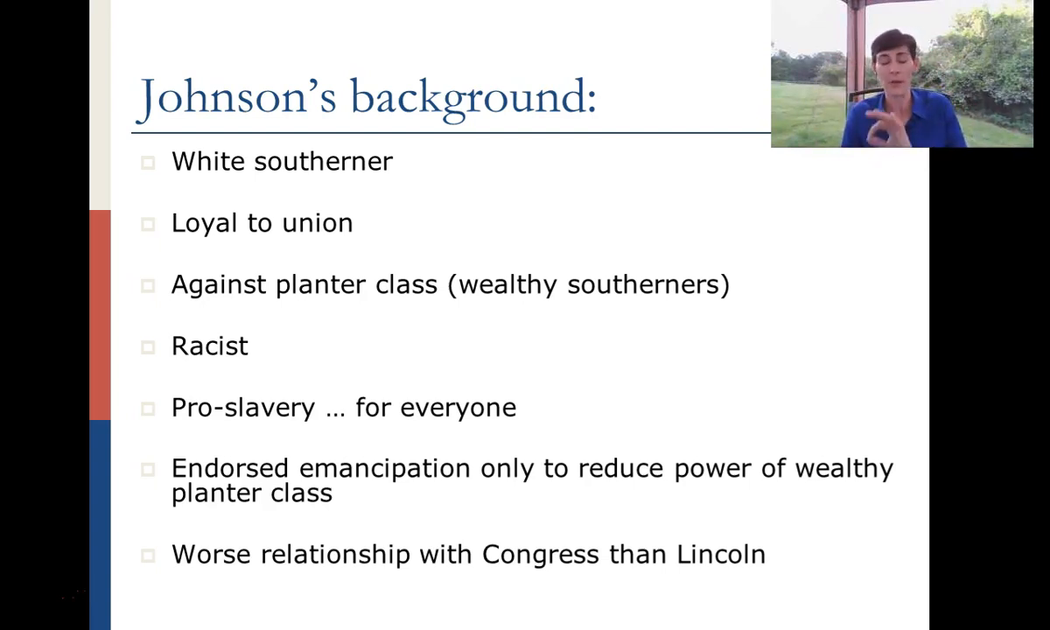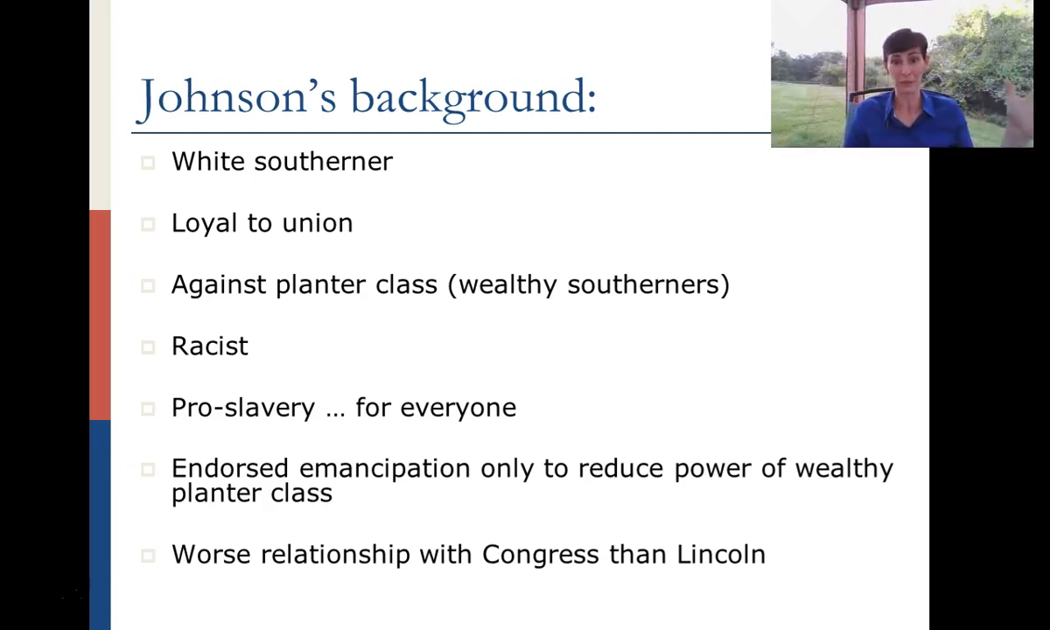He was avowedly racist. I mean, by any definition, this man was as racist as they come. And like I say right there, he was pro-slavery for everyone. He endorsed emancipation not because he wanted to free the slaves, not because he believed in African-American equality, only to reduce the power of the wealthy planter class.